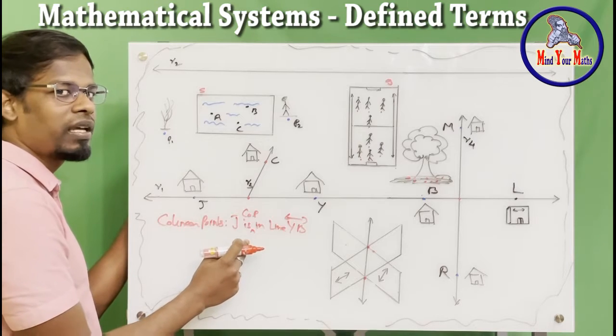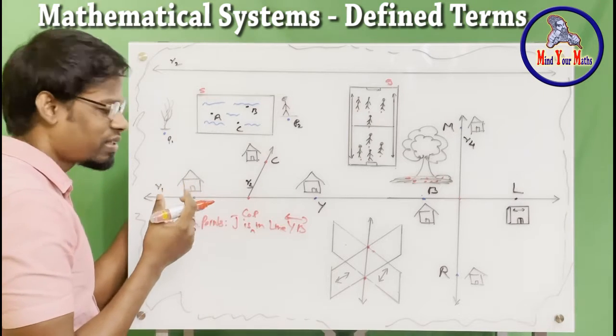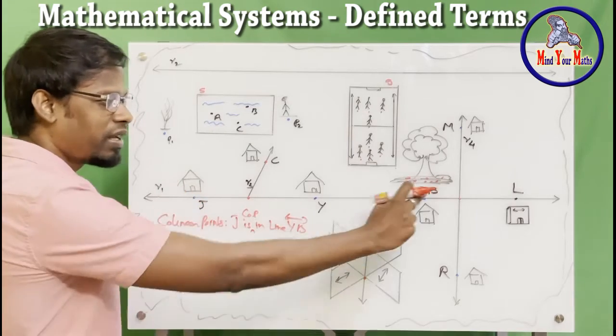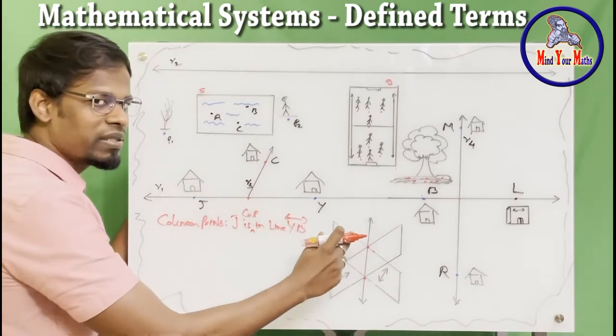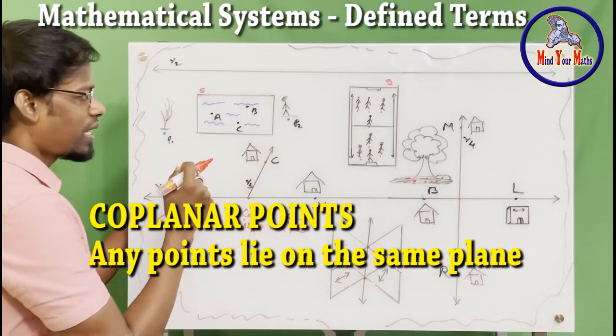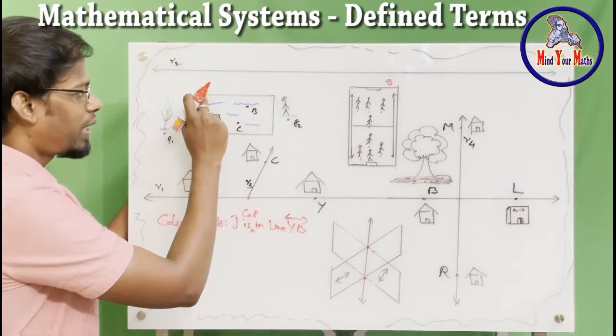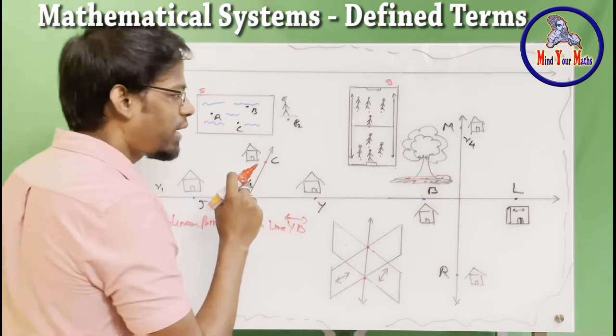Now let's come to the coplanar points. So what does it mean? Collinear point means it's sitting on the line. Coplanar points means it is within the same plane. Exactly, right? Now let's take the swimming pool plane, the plane S.